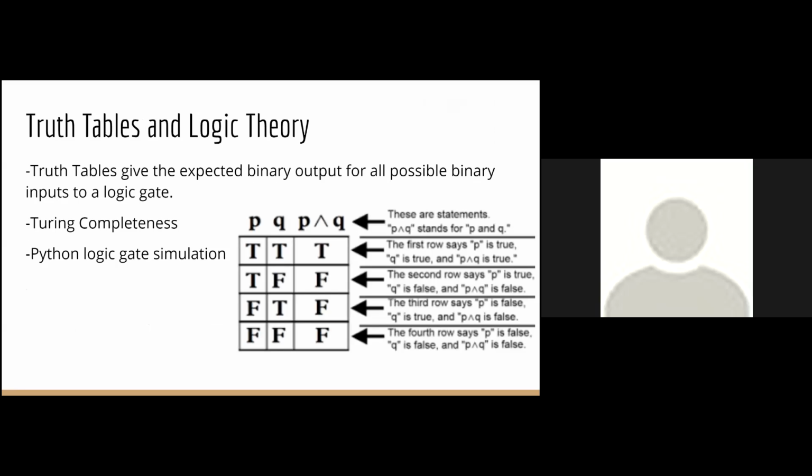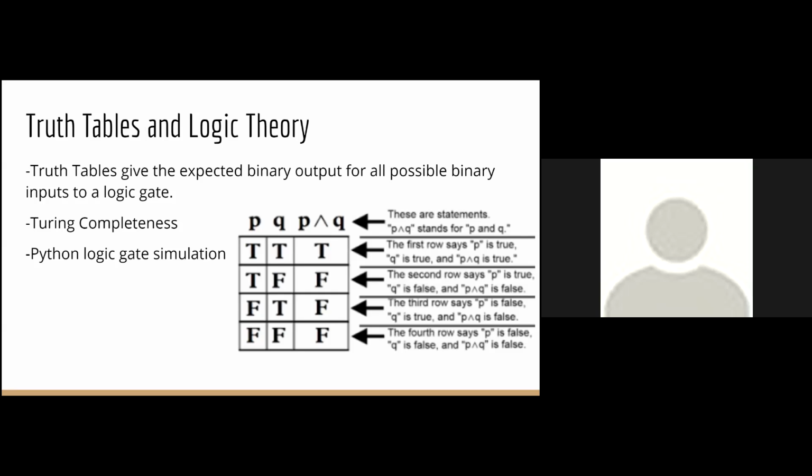Benito? Oh, yes, hi. Essentially truth tables give us an expected binary output for the inputs you can put into a logic gate. On the right, we have the true and false logic given the inputs and outputs. There's also the concept of Turing completeness.